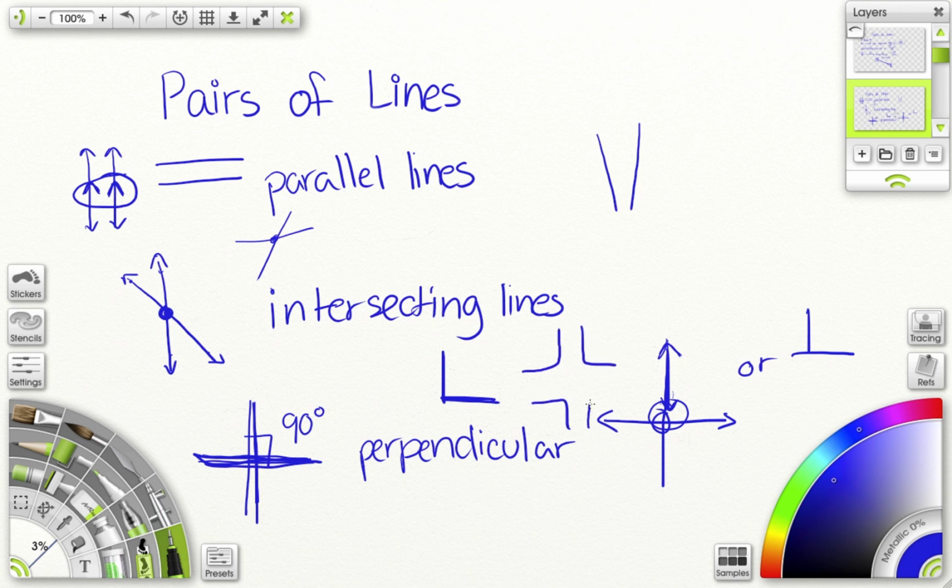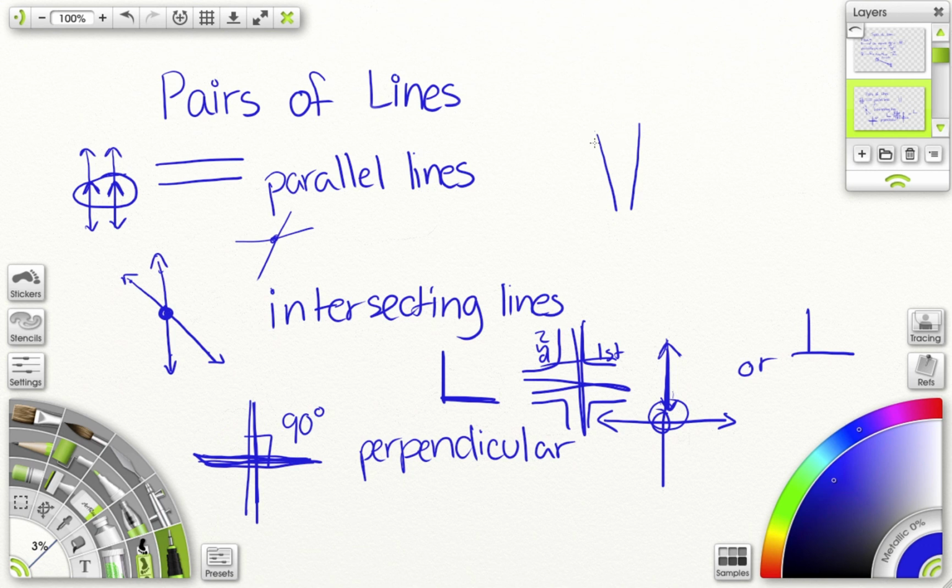So here, let's say this is First Street and this is Second Street. First Street and Second Street cross at a perfect 90-degree angle. Intersecting lines are not a 90-degree angle. So if you see two lines cross but they're not 90 degrees, it's intersecting. If they are exactly 90 degrees, it's perpendicular.